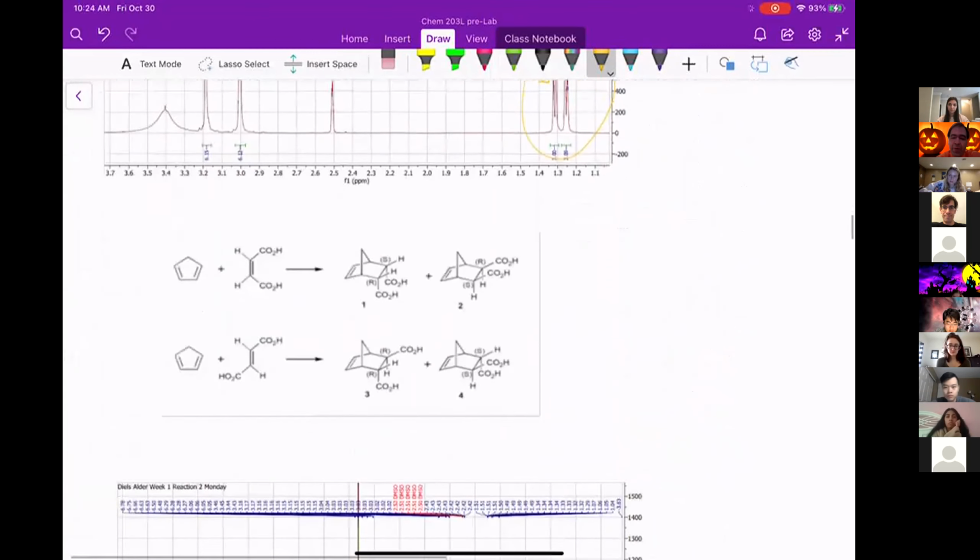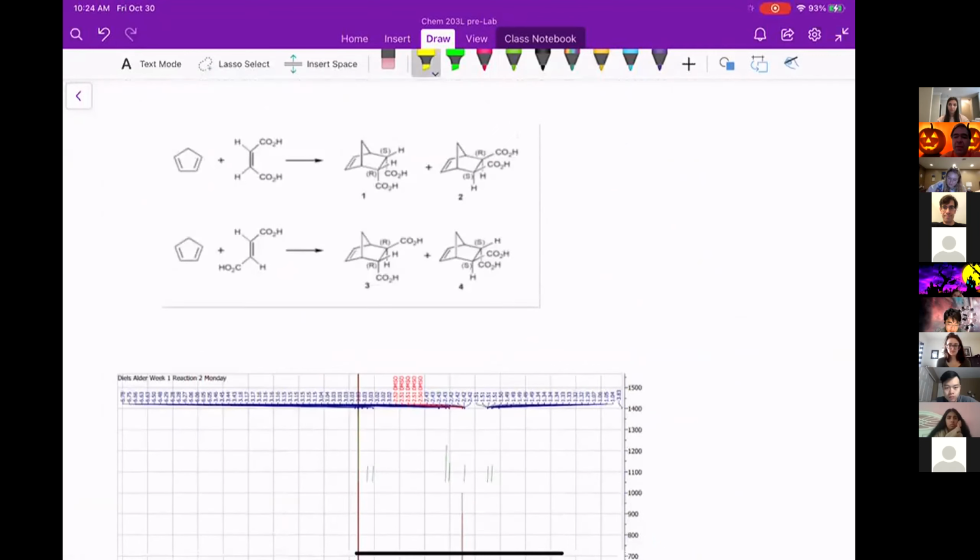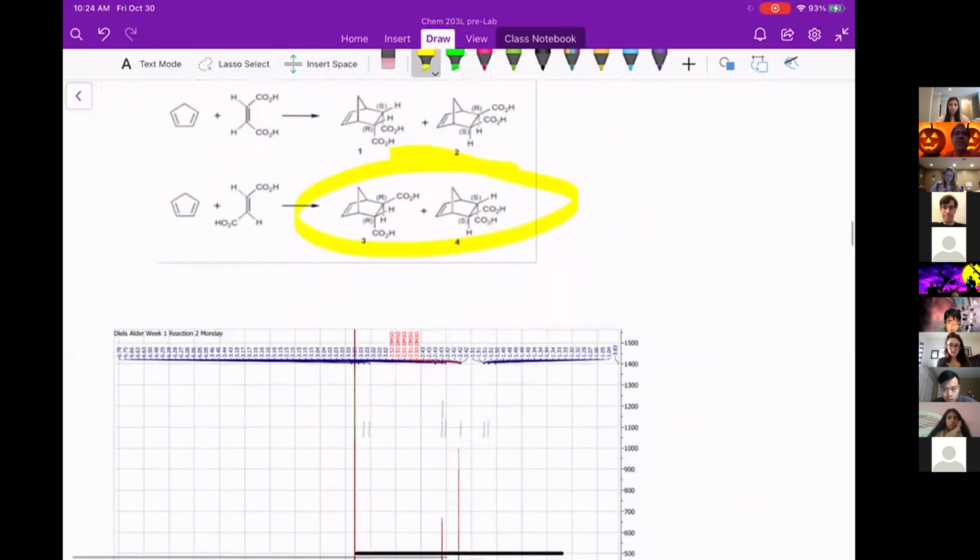Let's look at the other product. Okay. Let's look at this one here, or the other reaction. Let's look at fumaric acid. And we don't have as much symmetry in this case. So the one above the alkene is more downfield in this case, yes.